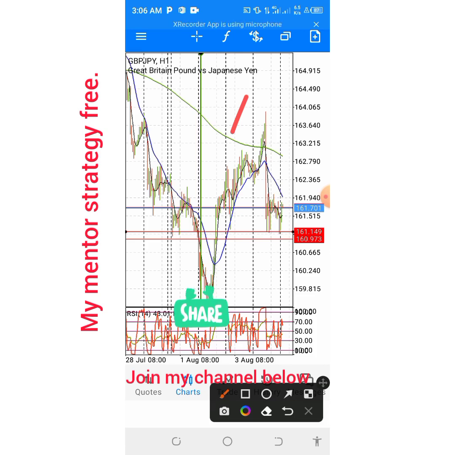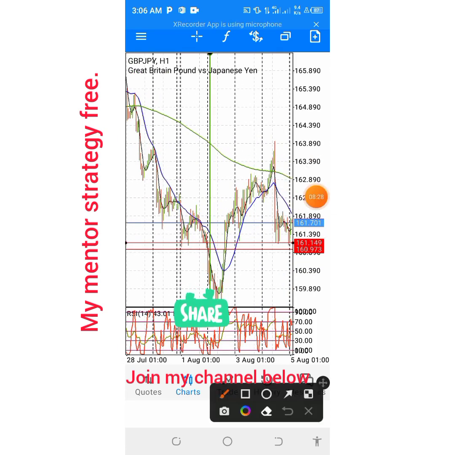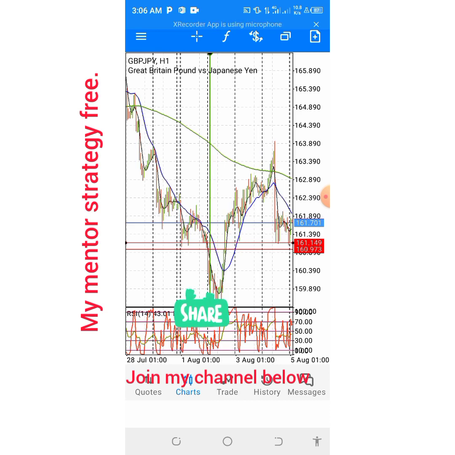If your 200 is below like this, and price is coming from here, then you know that is your take profit. For up, that is your take profit. For down, that will be your take profit. That's about that. Now let's recap.